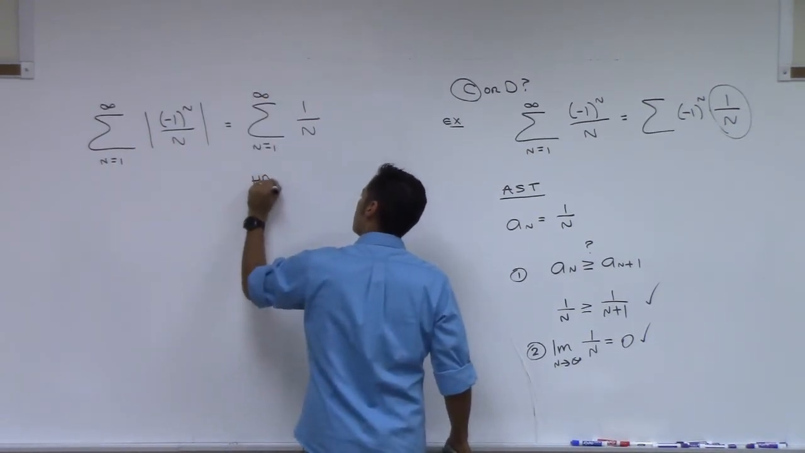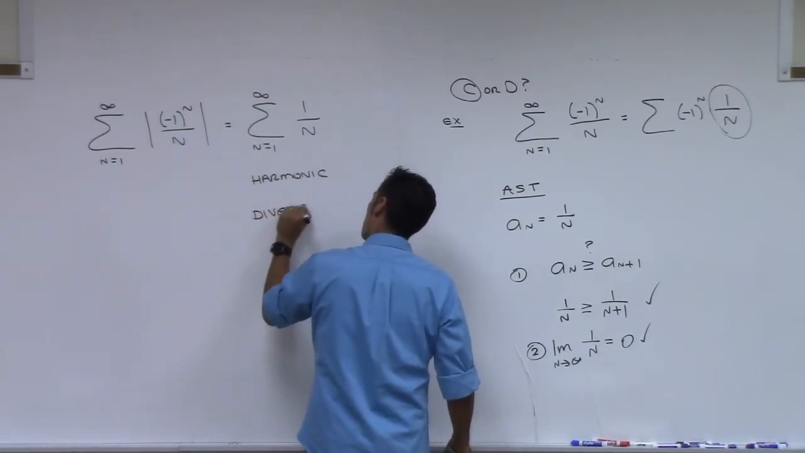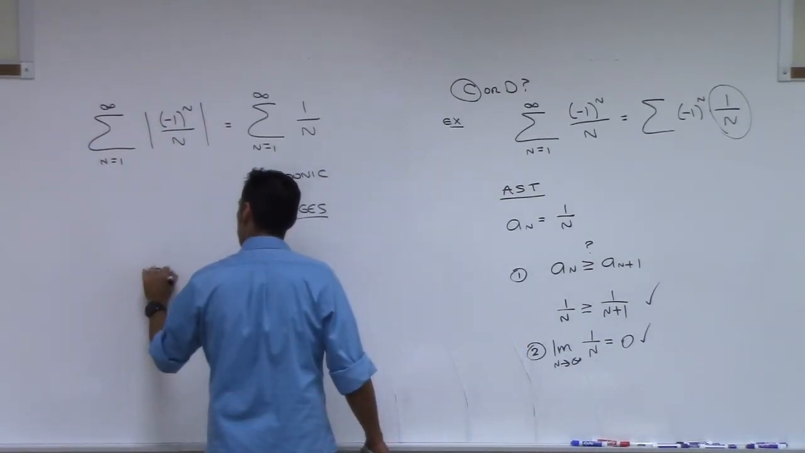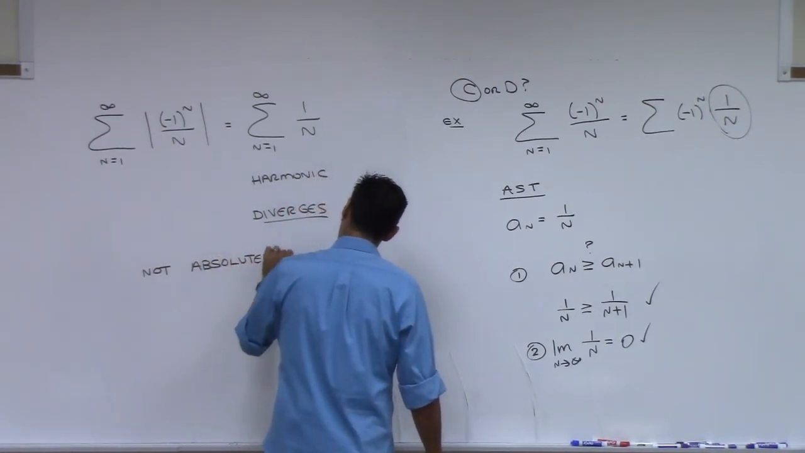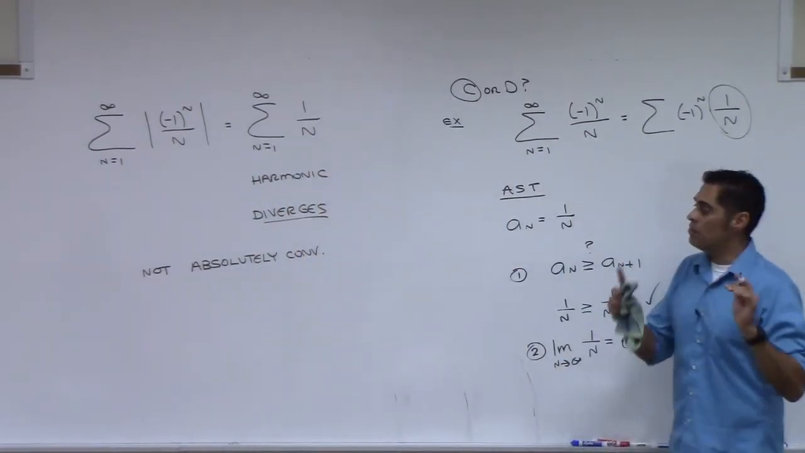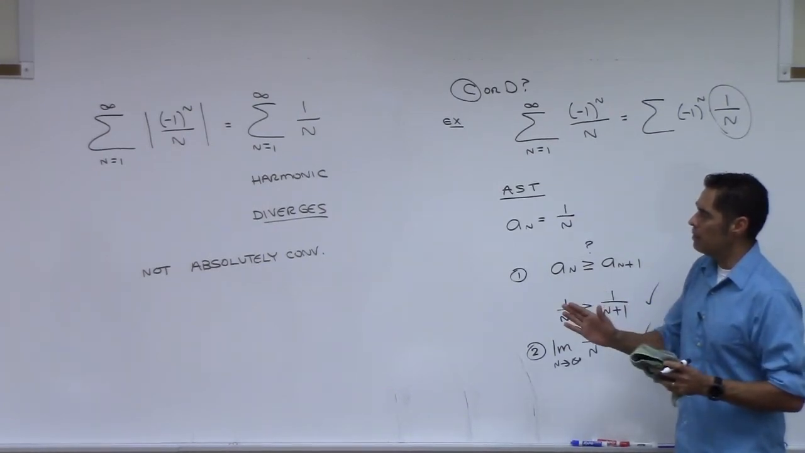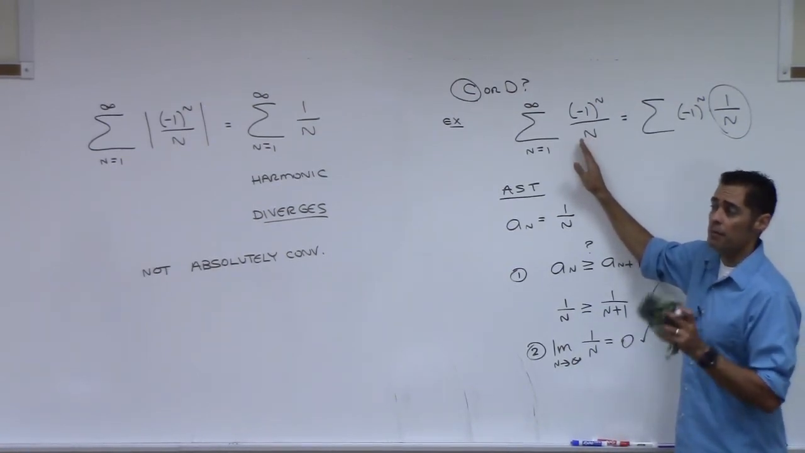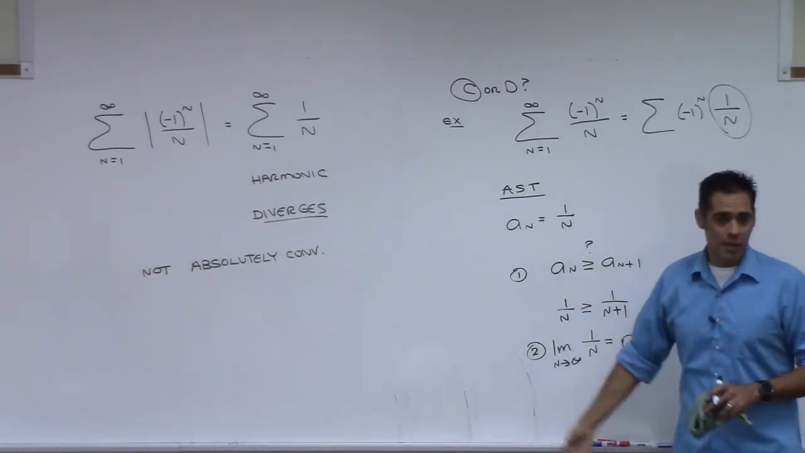which is harmonic, which diverges. So it is not absolutely convergent. Okay? What is not absolutely convergent? That series. That series is not absolutely convergent. It's convergent by itself. It's a convergent series, but it is not absolutely convergent.